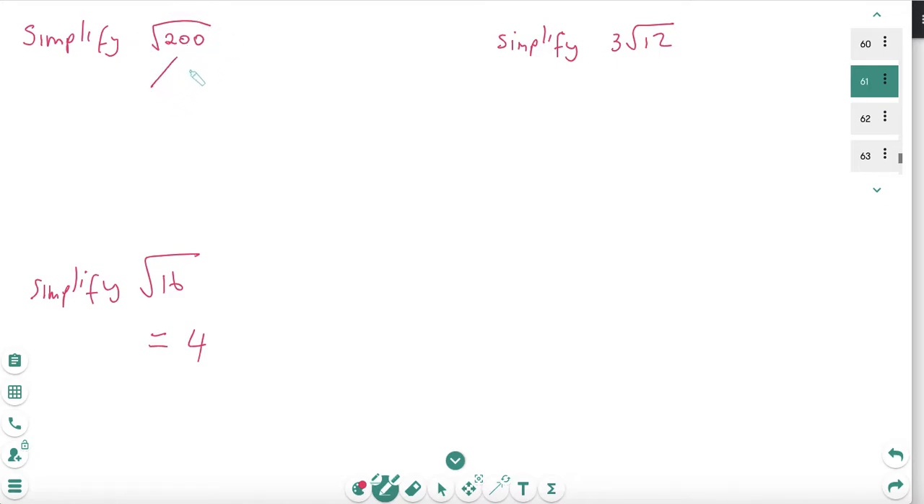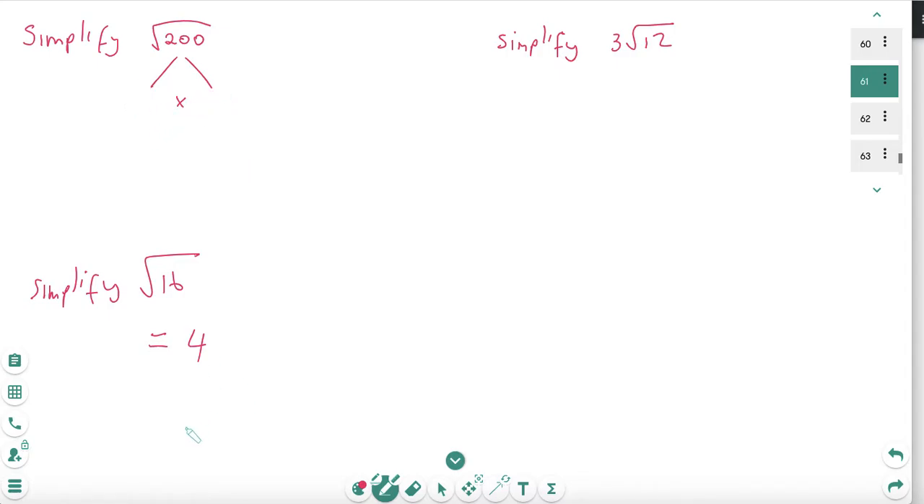You break it down. You think of two numbers that make 200, where one of them is a square number. So you can use 4 and 50, you can use maybe 10 and 20, but is 10 a square number? No, because if you square root 10, you get some nasty number. If you square root 20, you also get some nasty number. So it has to be a square number.